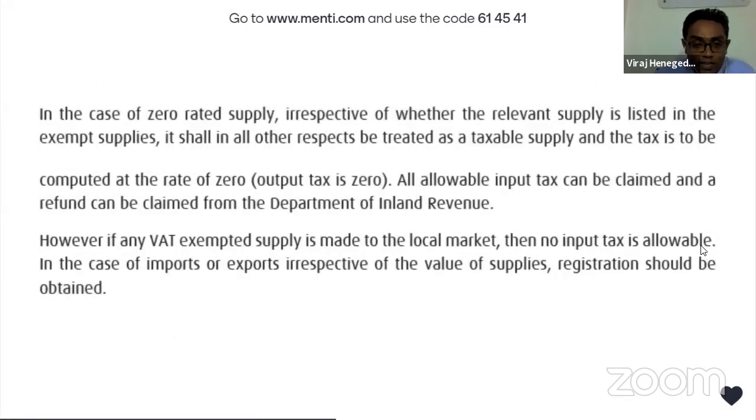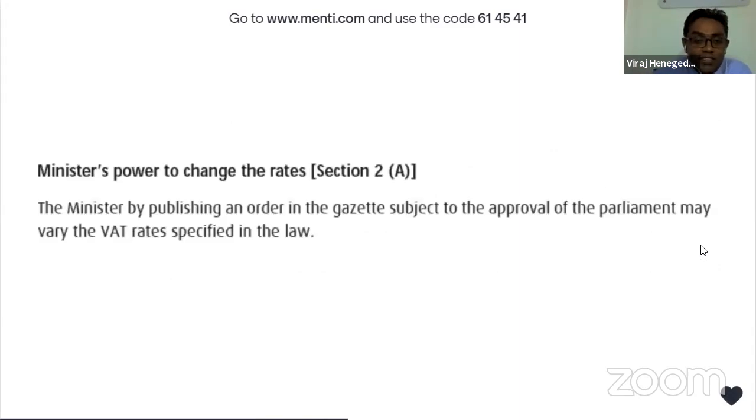And in case of zero rated supply, irrespective of whether the relevant supply is listed in the exempt supply, it shall in all other respects be treated as a taxable supply, and tax is to be computed at the rate of zero. I think I told this before also. What you need to understand here, zero rated means for supply, the value should be applied as zero. But the only thing is, allowable input can be claimed, and a refund can be claimed from the Inland Revenue Department. However, for VAT exempt supply, you need to remember no input tax is allowable. In the case of imports and exports, irrespective of the value of supply, registration should be applied. This is what I told even at the beginning. So it's very simple. If you are going for zero rated, yes, you can claim input VAT; exempt, you can't, right?